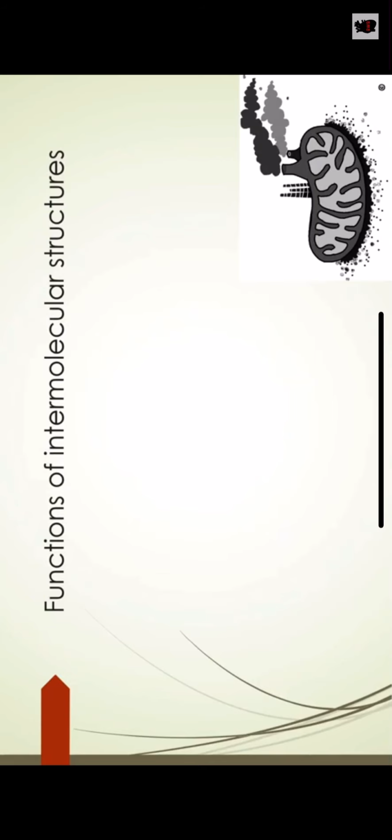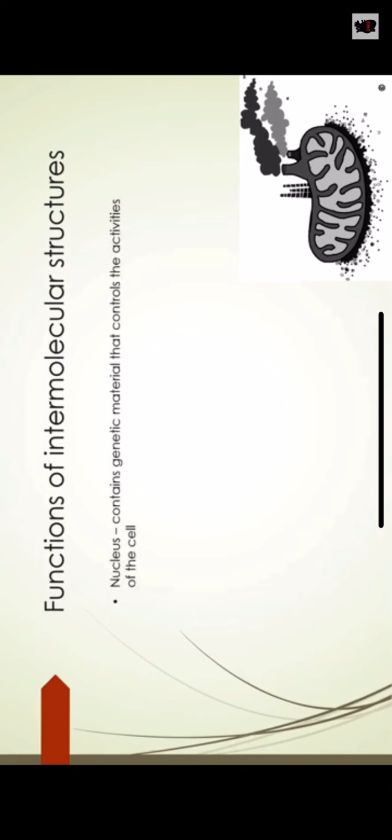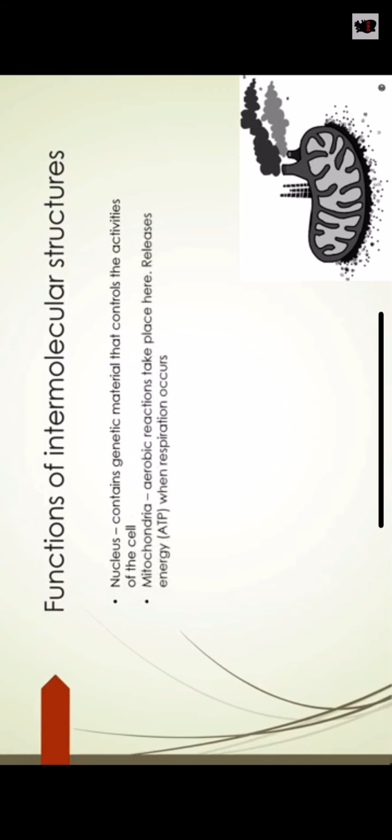Okay, now the functions. You do have to memorize these, they're really important. Okay, the nucleus contains all the genetic material in the cell. It's not like prokaryotic cells which have plasmids. It's contained in a membrane and controls the activities of the cell. It's the brain of the cell. Mitochondria, aerobic reactions take place here. It's really important. It's aerobic, not anaerobic. Aerobic means with oxygen present. Anaerobic means without. And it releases energy, which is also known as ATP. You might come across that as well. And it conducts respiration.